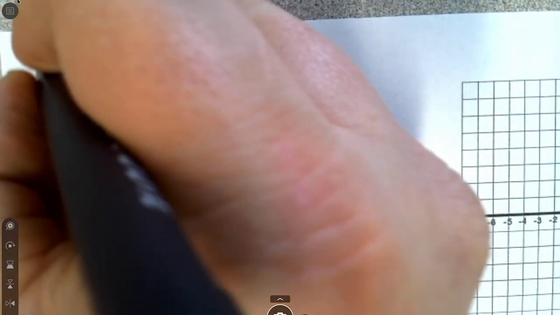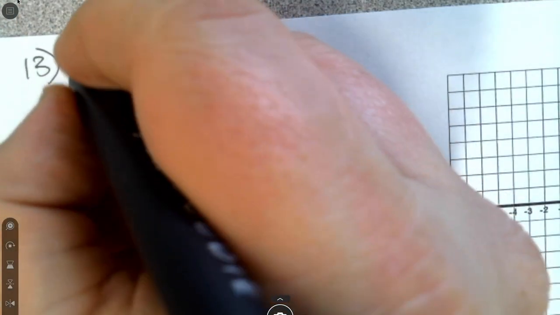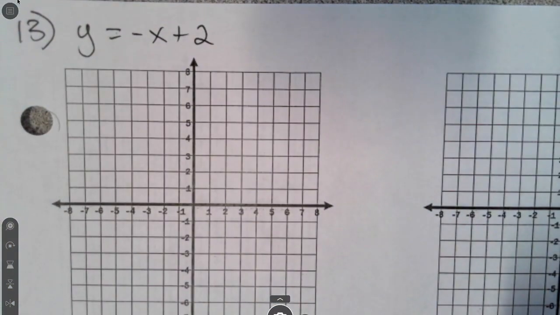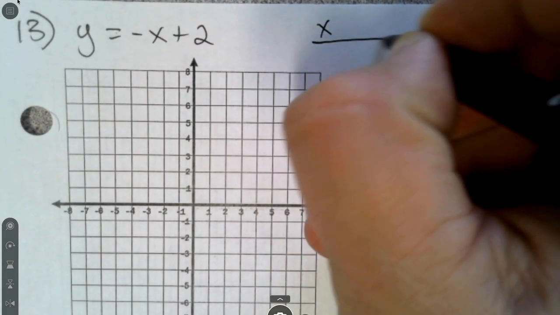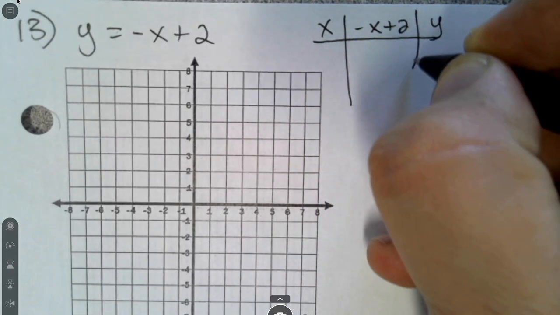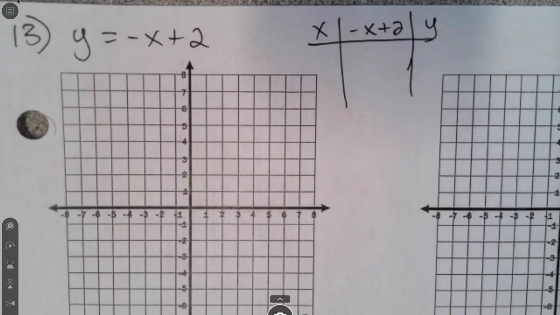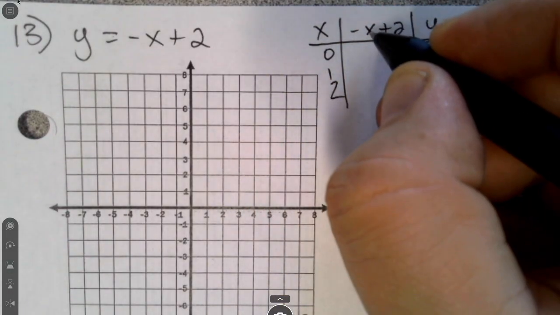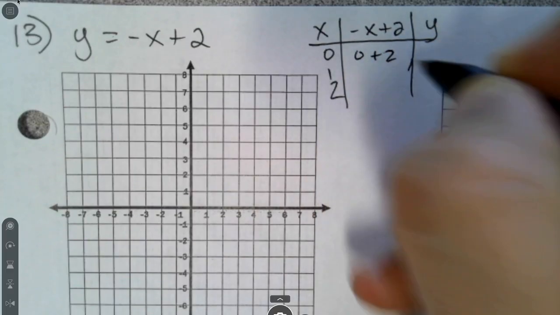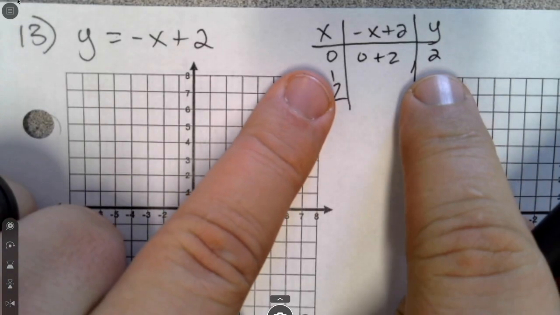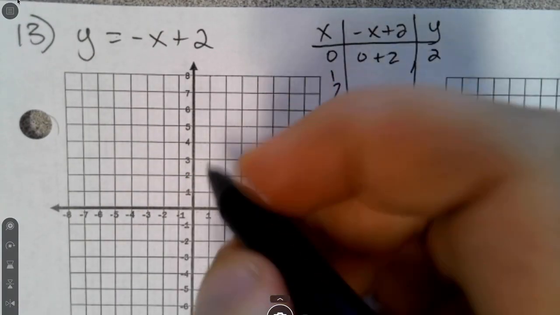So 13 is the equation y equals -x plus 2. So I would recommend on this one that we'll use a table. Remember, with tables, we choose some x's, plug them into the equation, and find out what y is equal to. So choose some easy ones. I tend to just choose 0, 1, and 2. So if I plug 0 in for x, I get 0 plus 2. 0 plus 2 is 2. So my ordered pair is 0, 2. So I'll go ahead and graph that right here.